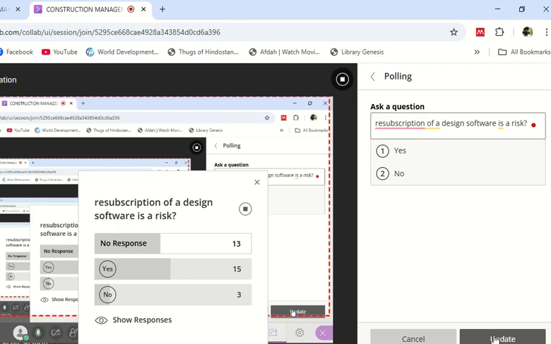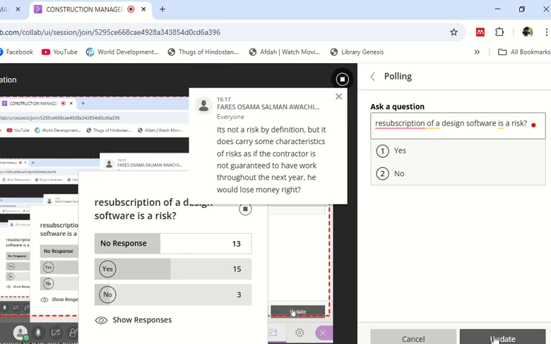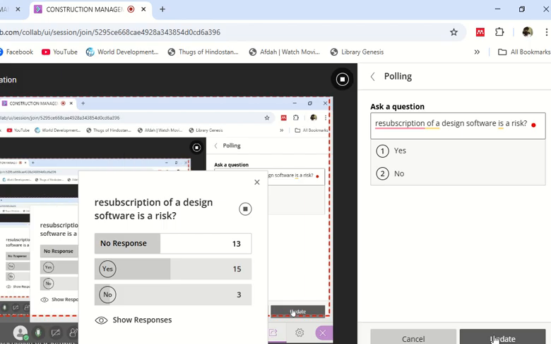Anyway, most of you are saying it's a risk. Resubscription of a design software is a risk. Okay, and most of the people are wrong. Resubscription of a software is not something uncertain. Yes, it is not a risk by definition.